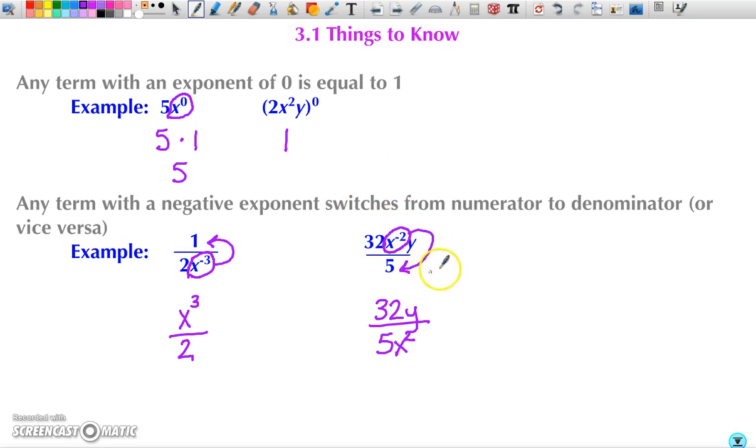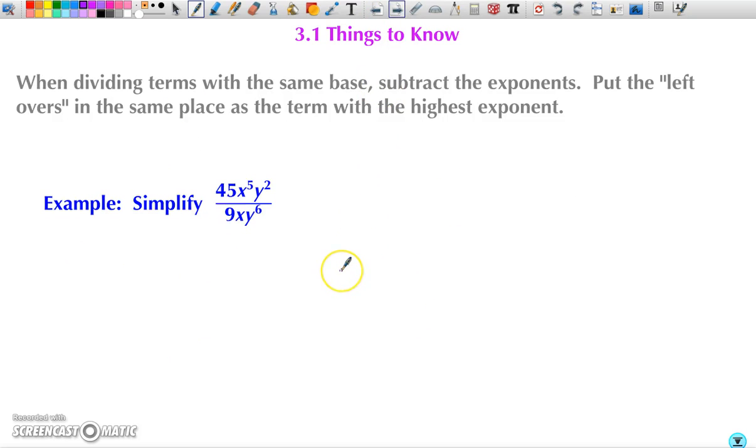We always want positives. Okay, so when we get into the division, one thing that you need to know is when they have the same base, meaning x or y or whatever, you just subtract your exponents. So you put your quote-unquote leftovers in the same place as the term with the highest exponent. So let's start with 45 divided by 9. Well, 45 divided by 9 is 6. 45 is the bigger number, and so when we divide them, 6 goes up top. If you want, you can use arrows to help remind you of where things go.